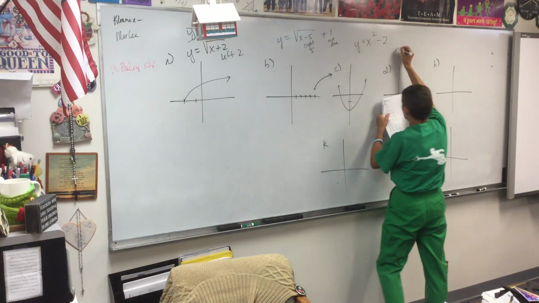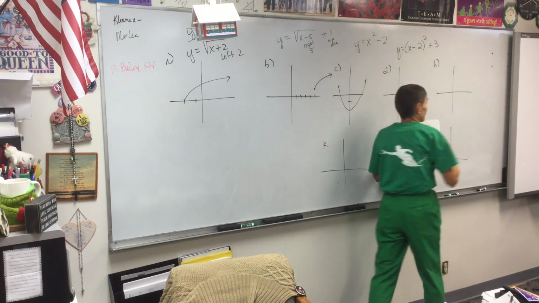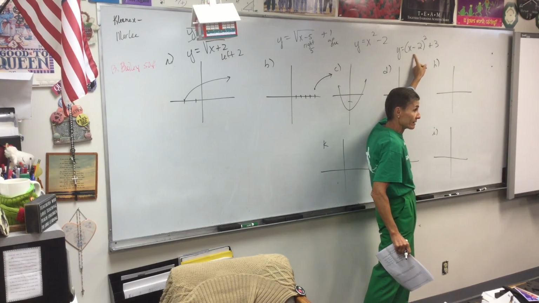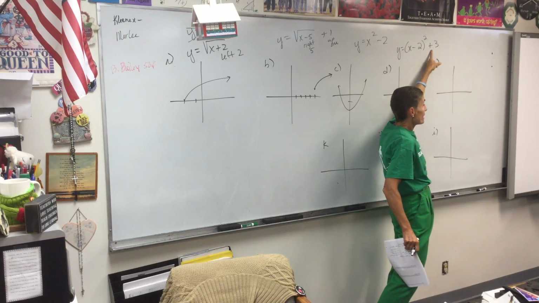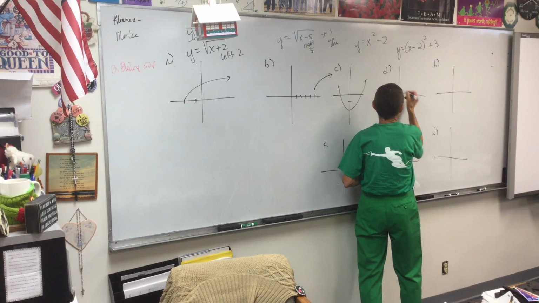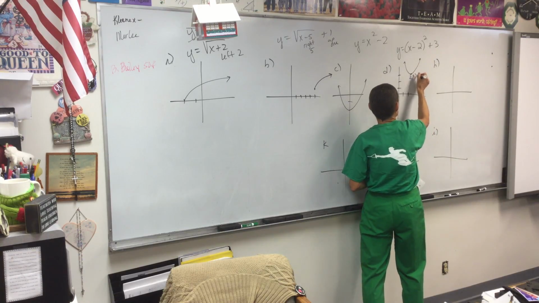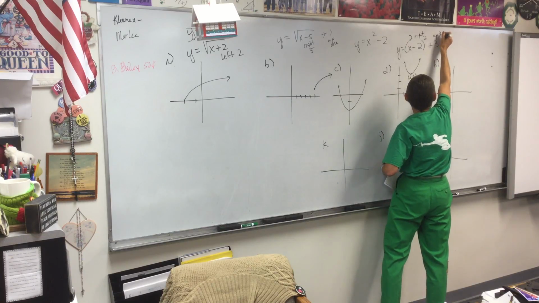Now look at D. A couple of numbers in there. Tell me what this 2 does. Look where it is. It's right there with the x in the parentheses. So it's going to go 2 units to the right. And then up 3. So we're going 2 units to the right and up 3 and graphing our little parabola. This is 2 right, up 3.